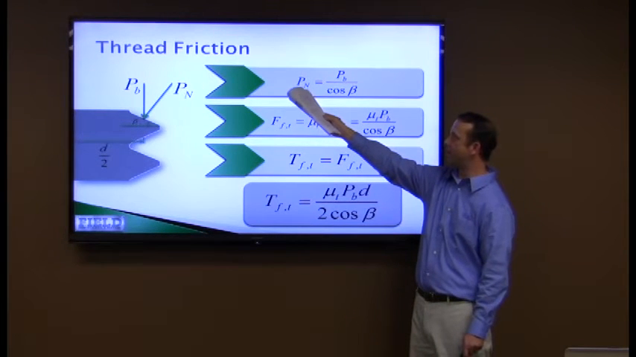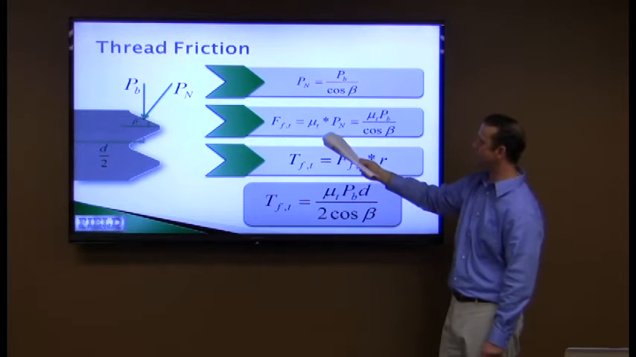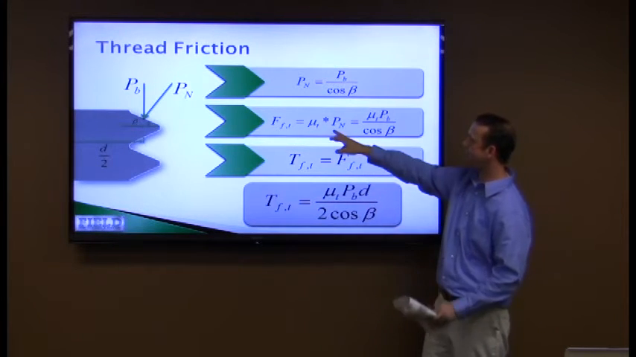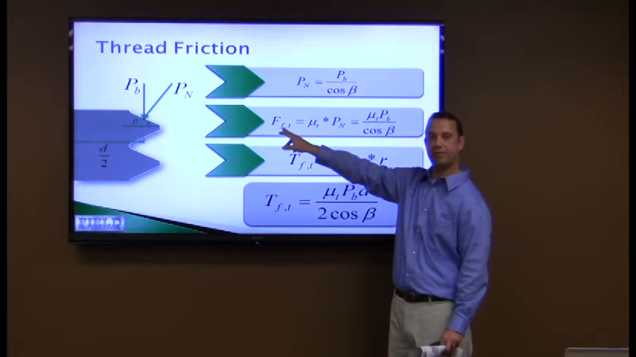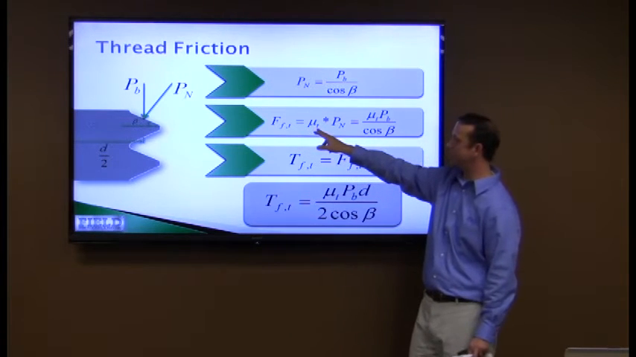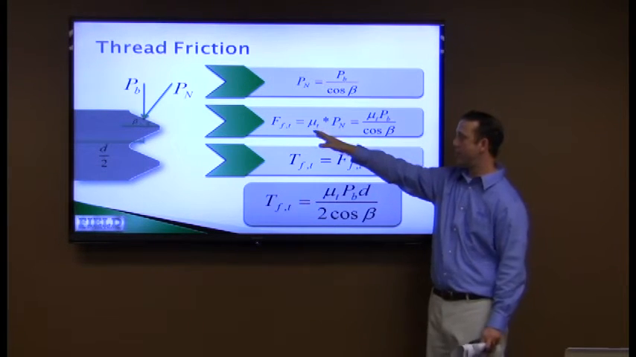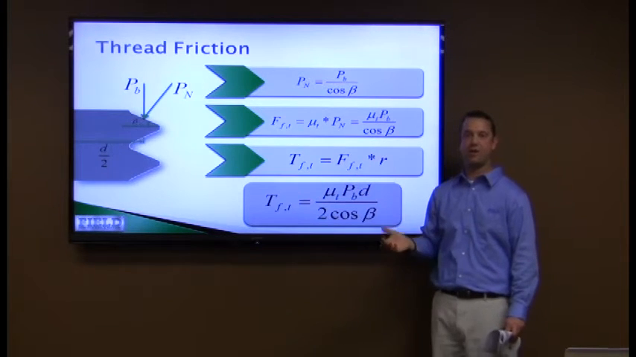So once we know this value, your P sub n, we substitute that in down here. Here's the force to overcome friction in the threads. Your U sub T is your coefficient of friction. Again, this comes off of charts, generally dependent on the surface finish.